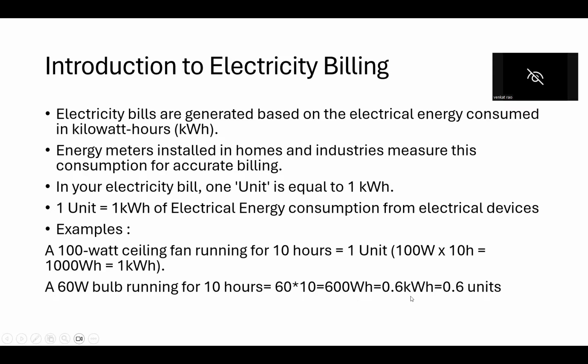So each kilowatt hour is nothing but 1 unit. So it is 0.6 kilowatt hour. That means it is 0.6 units only. So that means a 60 watt bulb is consuming only 0.6 units of electrical energy. But a ceiling fan is consuming 1 unit of electrical energy for every 10 hours. That's the meaning of it.